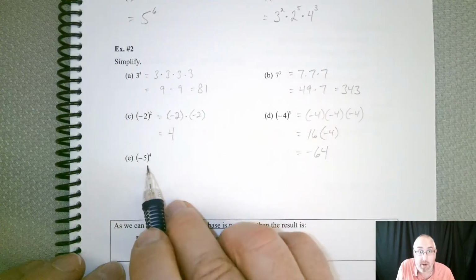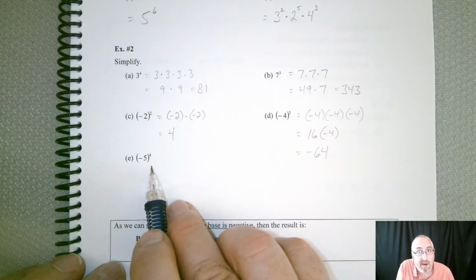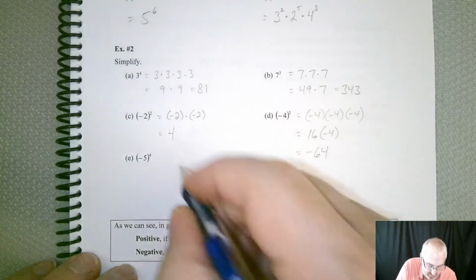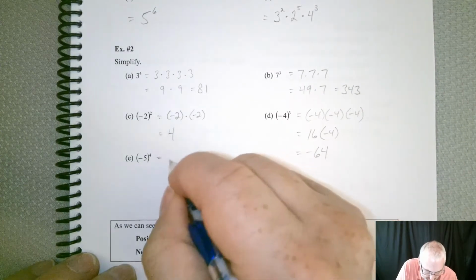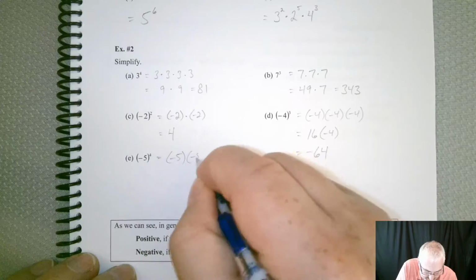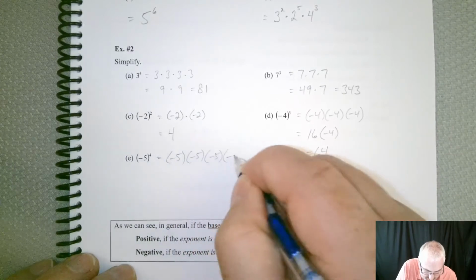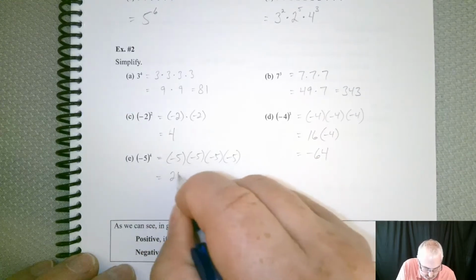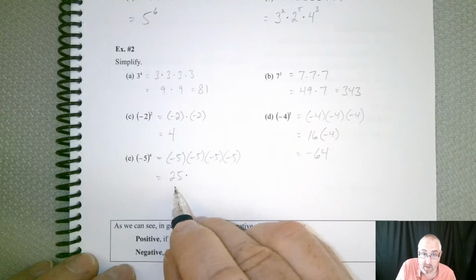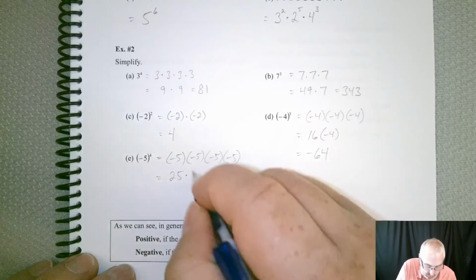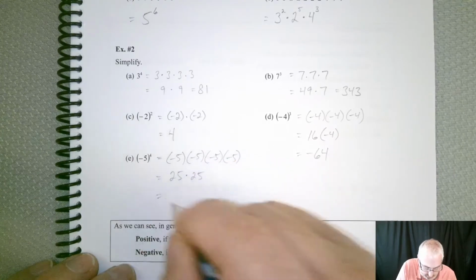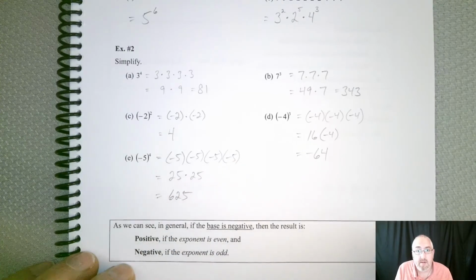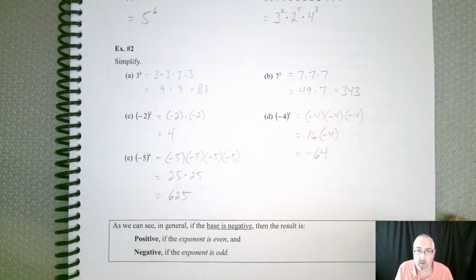So this last one, what do you know about the answer? Is it positive or negative? Yeah, it's going to have to be positive. So, all right, let's see what we get. Negative 5 times negative 5 times negative 5 times negative 5. So let's do two of them, which will be positive. And then the next two will also be a positive. And 25 times 25 is 625. So, positive answer, just what we expected.